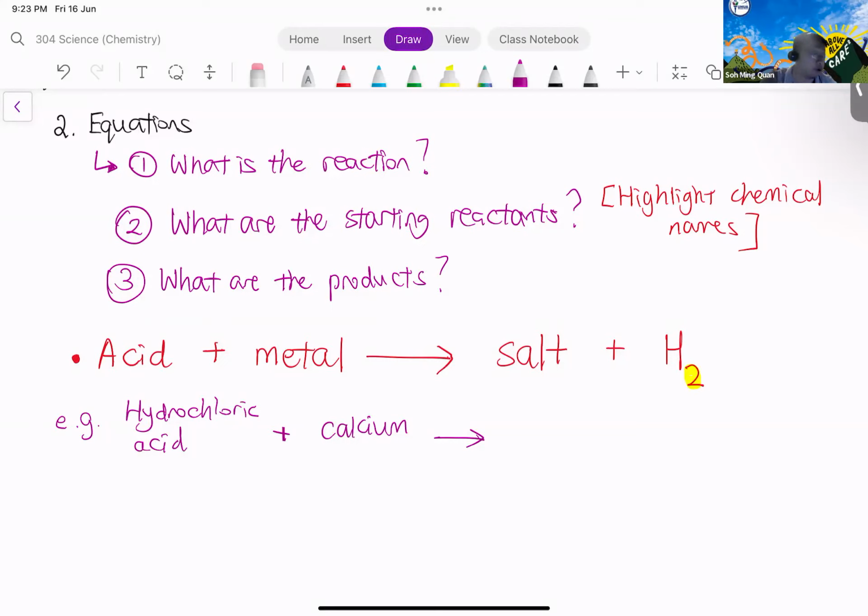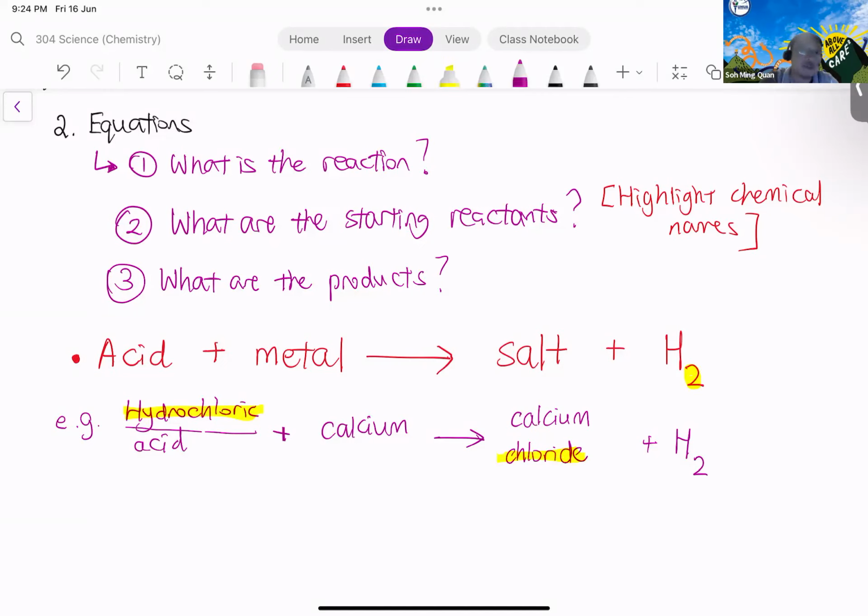So obviously one of the products is hydrogen. But what is the salt's name? Now the salt's name starts with the metal. You must start with the metal. The metal is calcium. The second part of the salt's name is from the acid. Hydrochloric becomes chloride. If you started with hydrochloric acid, you end off with chloride.